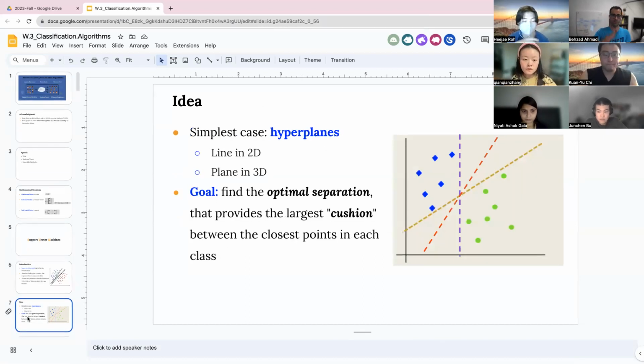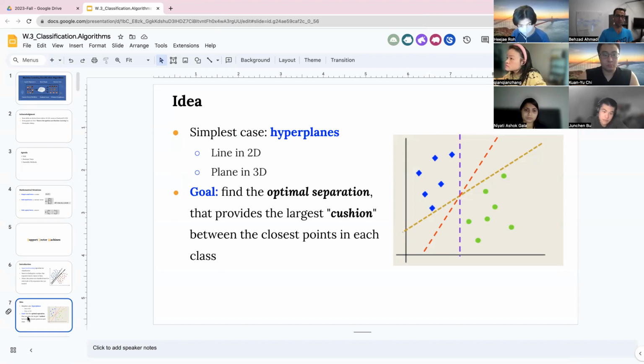So again, these are hyperplanes. In 2D space, we call them lines. In 3D space, we call them planes. In general, we are calling them hyperplanes. They are either the brown one, orange one, or the red one. They are trying to separate the blue class from the green class.